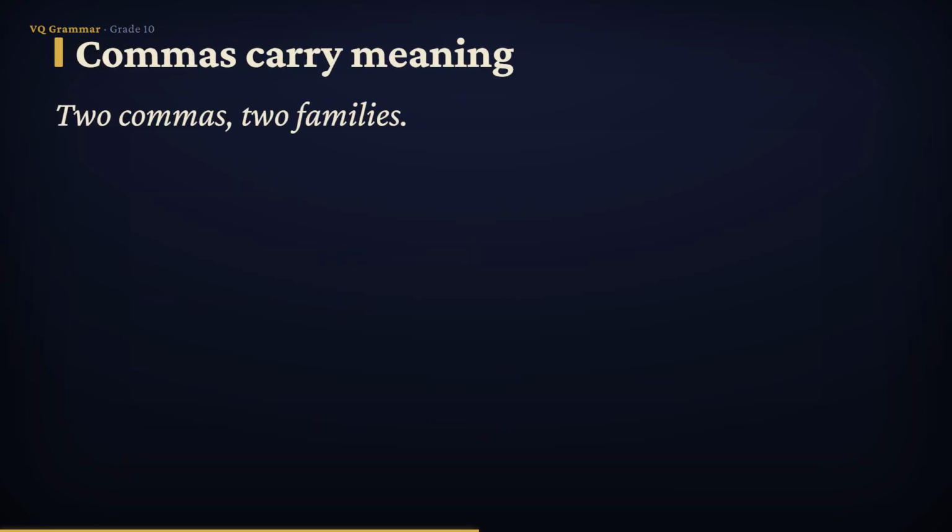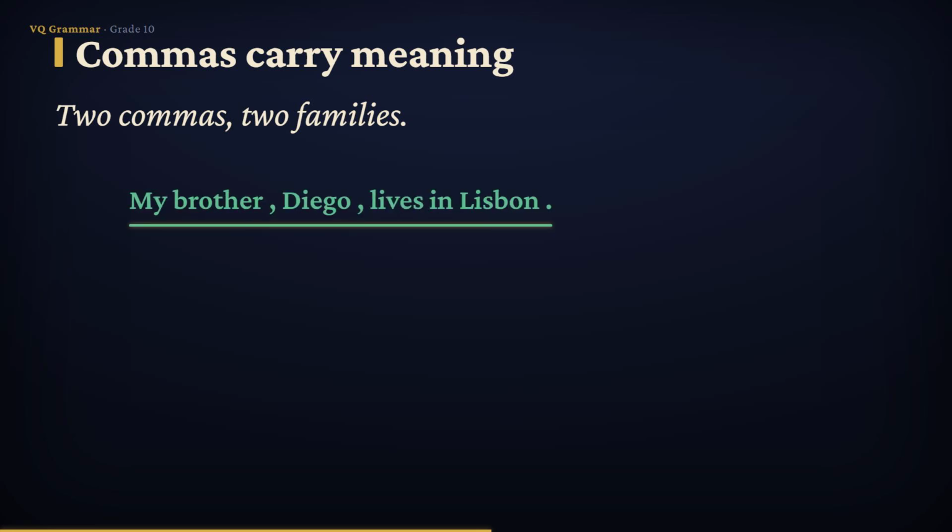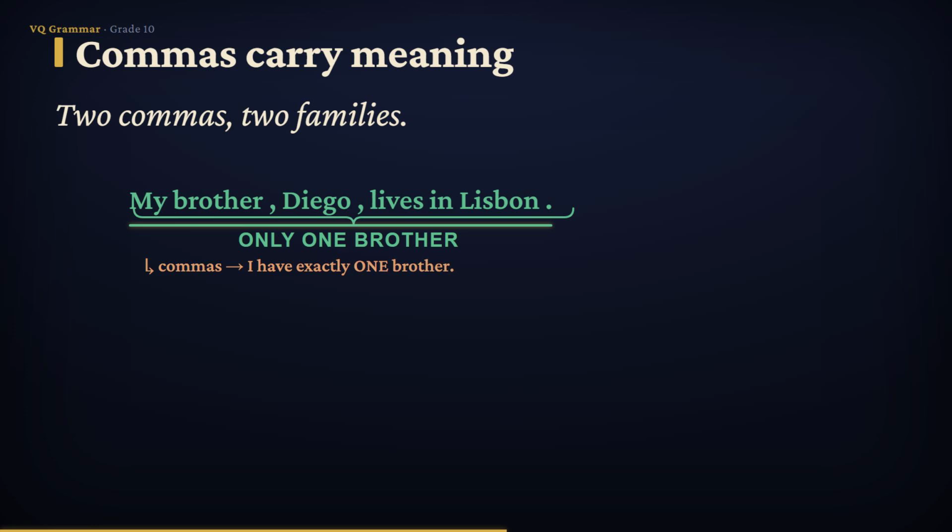Now here's the part that surprises people. Those commas actually change what a sentence means. Read the first one. My brother, comma, Diego, comma, lives in Lisbon. Those commas quietly announce that the name is extra, which tells your reader, I must have exactly one brother, and I'm simply mentioning what he's called.